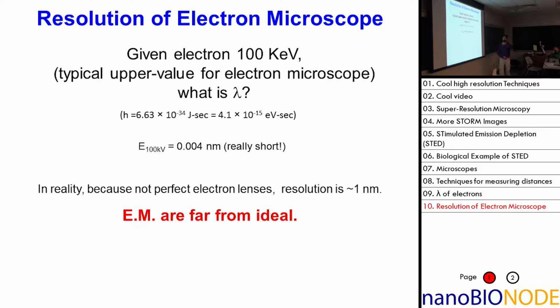But the point is, it's some really short number. So you should be able to see lambda over 2, so you should be able to see 0.02 nanometers. So that's 0.02 angstroms, where the width of a hydrogen atom is like 1 angstrom. So can you really see this kind of resolution? No, you can't. So what's the problem?